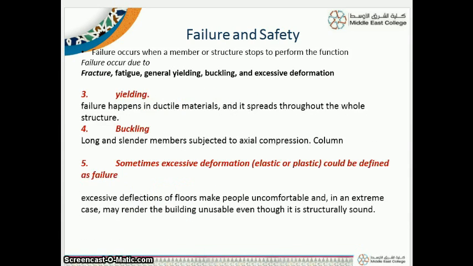Yielding is the point at which failure happens in ductile materials, and in yielding it spreads throughout the whole structure. Buckling: long and slender members subjected to axial compression. Generally we see this buckling in columns.